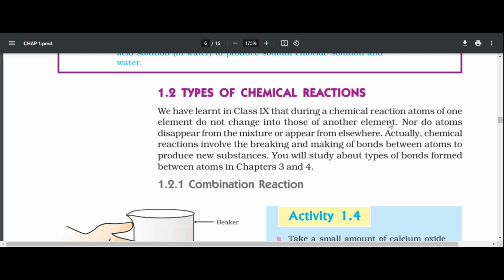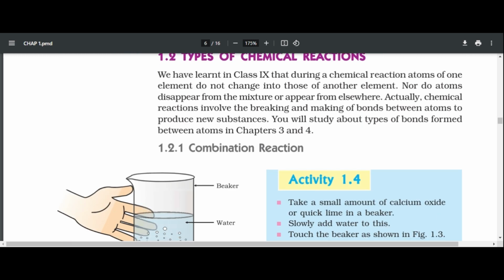Types of chemical reactions. We have learned in class 9 that during a chemical reaction, atoms of one element do not change into those of another element. Nor do atoms disappear from the mixture or appear from elsewhere. Actually, a chemical reaction involves the breaking and making of bonds between atoms to produce new substances. You will study about types of bonds formed between atoms in chapters 3 and 4.